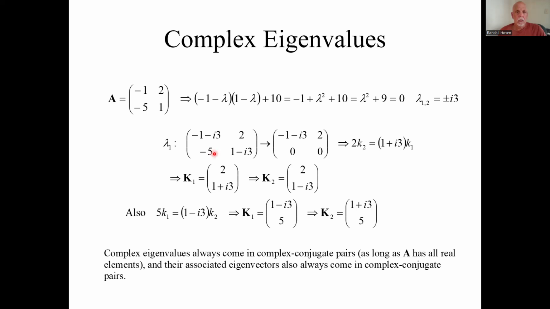3i. You could have got them from the second row. It would have told me, let's see, K2 equals 5, and then K1 equals 1 minus 3i. And then K2 is its complex conjugate. So these are both legitimate answers, even though they look different. But take my word, one is just some complex multiple of the other. And that's all I'll say about complex eigenvalues.